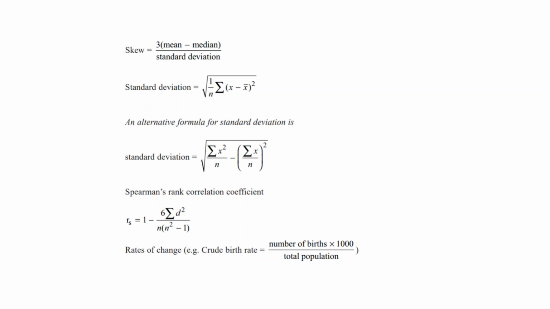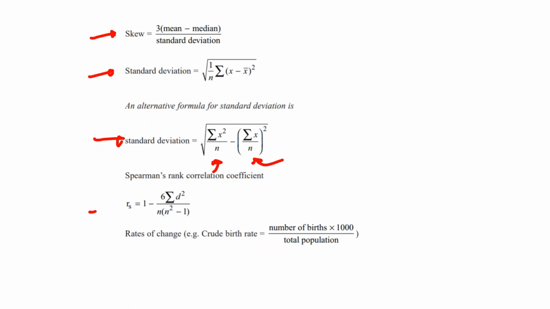So I've currently got up on the screen what is on the formula page. You're given a definition for skew. Now some questions will literally give you a mean, median and standard deviation and just ask you to work it out. You're given two formulae for standard deviation. Now, it's quite common to see questions where you're given one or both of these things and asked to work out the standard deviation.